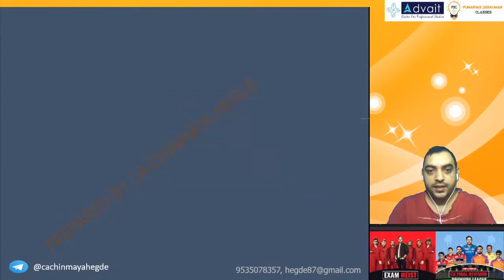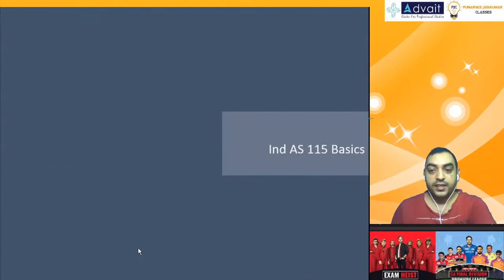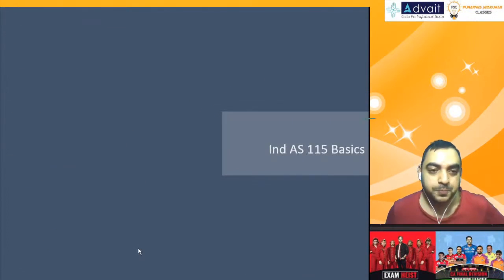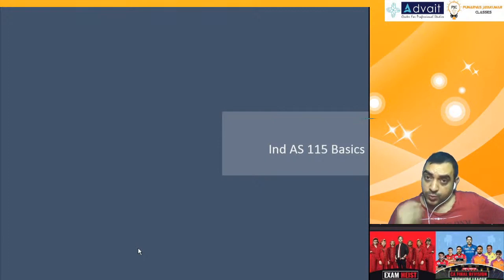We'll come to this point later. Let us concentrate on this portion, Ind AS 115. So today's target is Ind AS 115. I'll take about 1 hour 10 minutes, and in Ind AS 116, about 1 hour 10 minutes. So between 2 o'clock and 2:15, we should wind up today. That is our target.